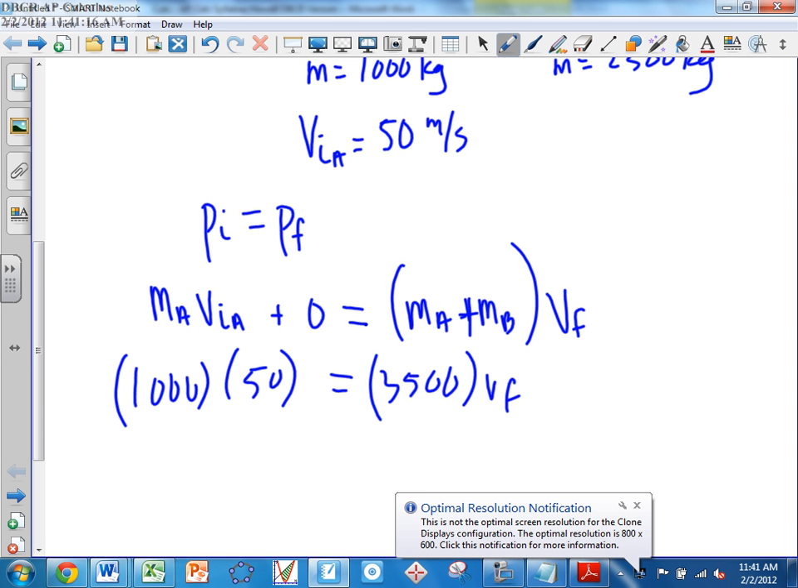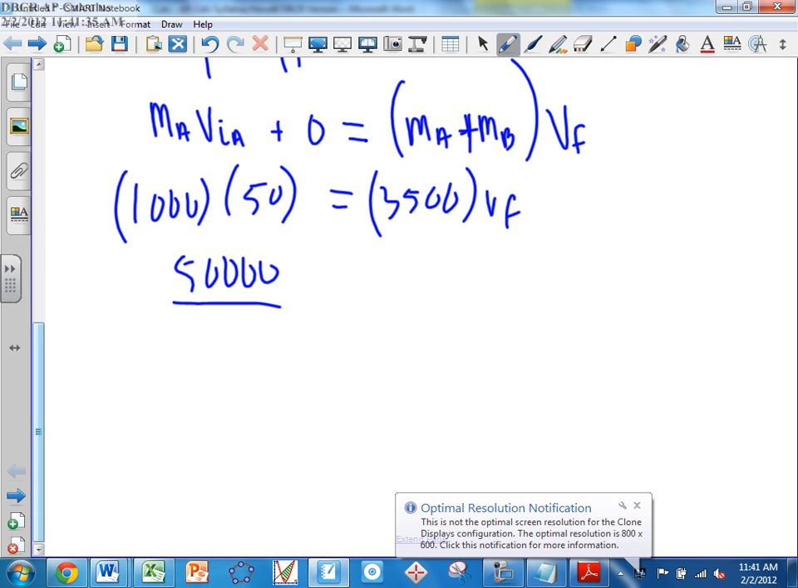So you could divide by MA plus MB on this side. We're going to use that in our lab next week. We're going to talk about how we divide by this and use that in the equation. Keep that in mind. Solving for VF, you're going to get 14.28. What do you get? 14.28.